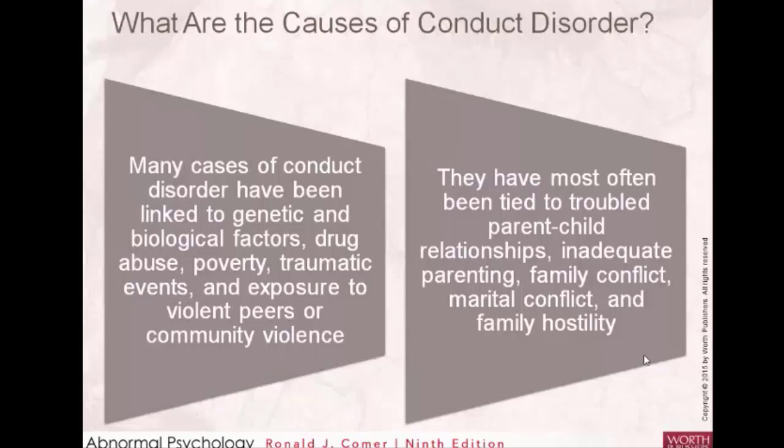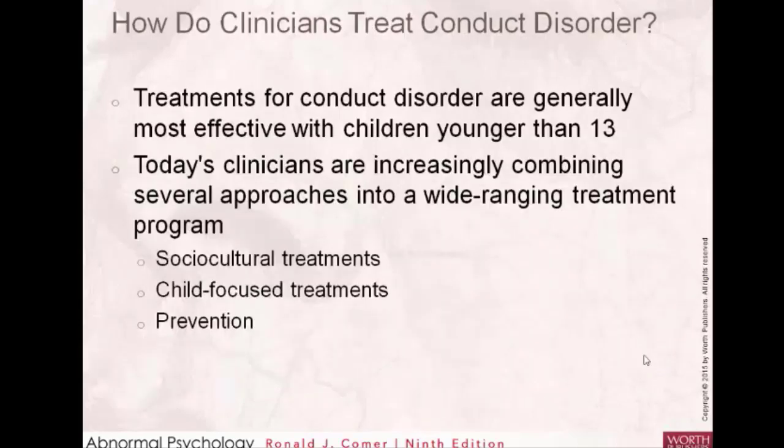Poverty, traumatic experiences in earlier childhood, exposure to violent peers, as well as issues with parents. So, of course, not every individual who grows up in poverty has conduct disorder. Not every individual who has a difficult relationship with their parents has conduct disorder. But as you look at these risk factors, the more risk factors a person has, the more likely it is that this will happen and the more severe it may be. So things like family conflict, being exposed to marital conflict, domestic violence, that kind of thing. All of these things increase the risk for an individual to develop conduct disorder.